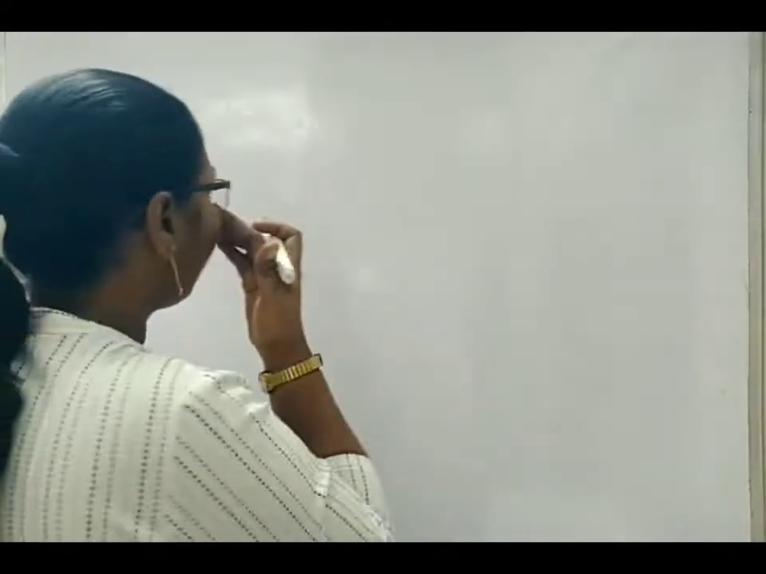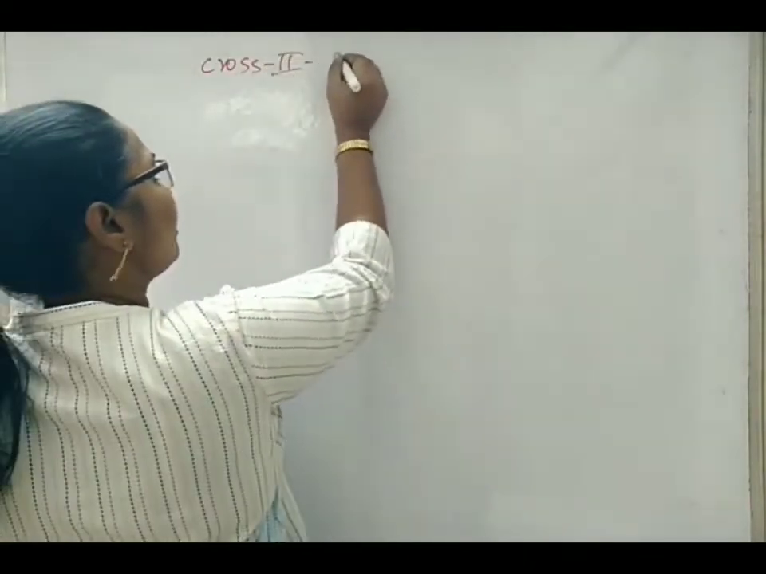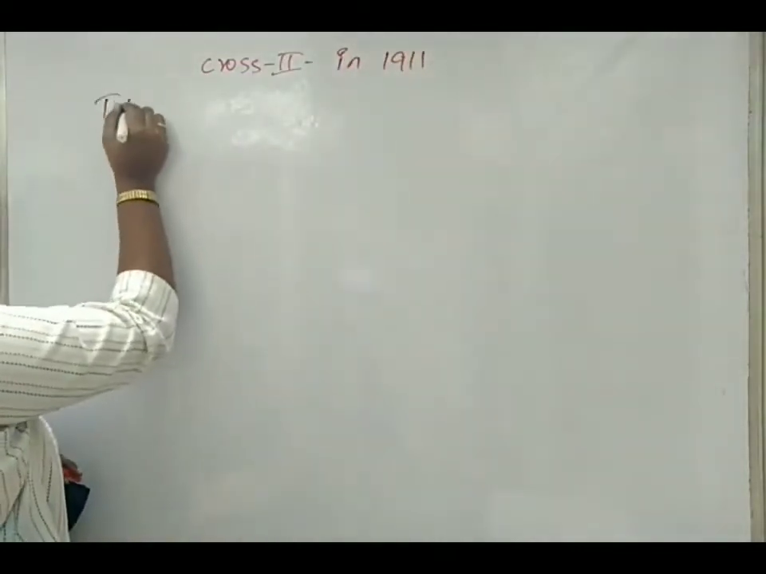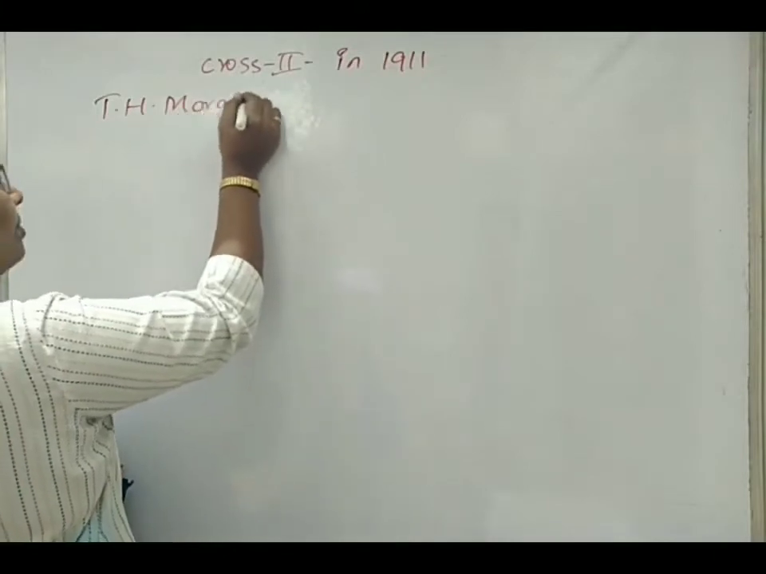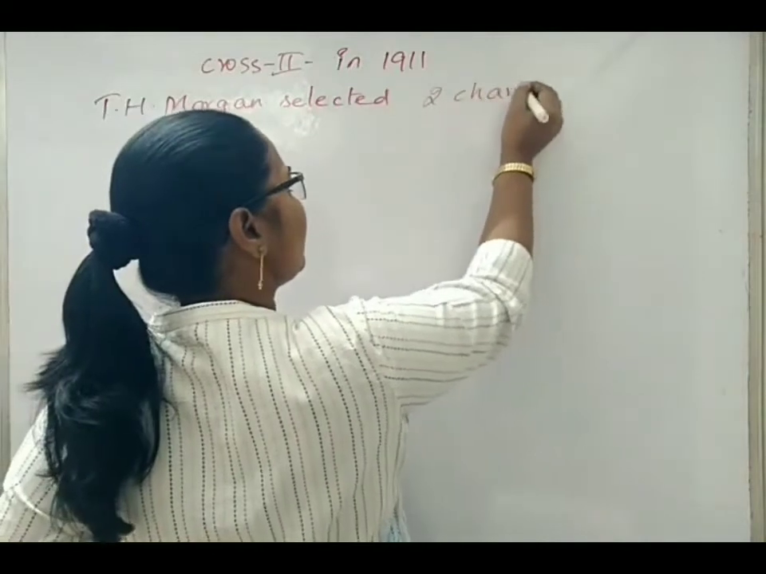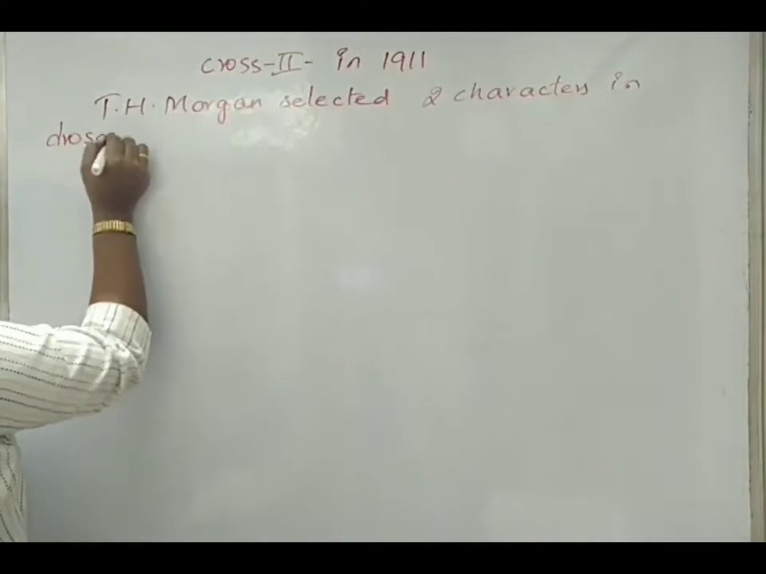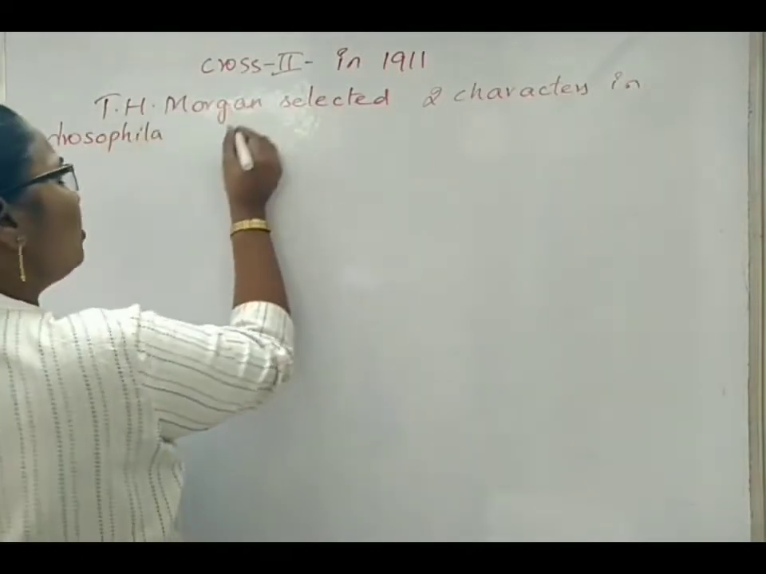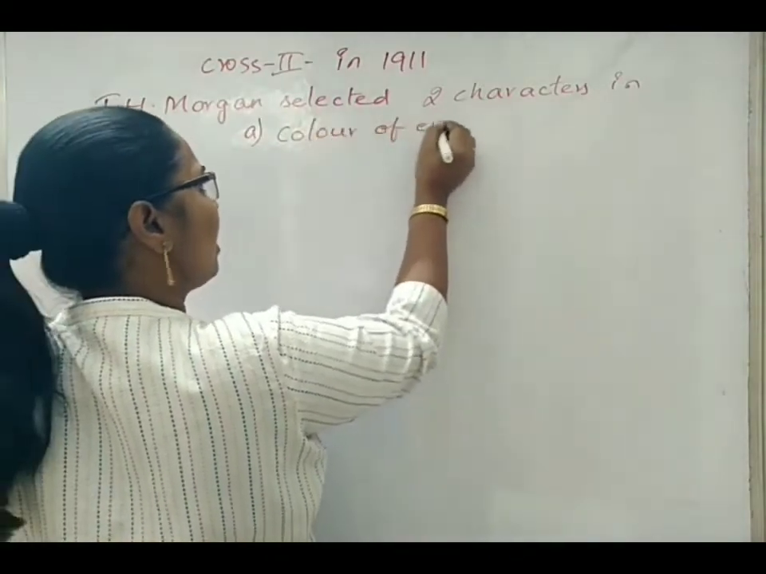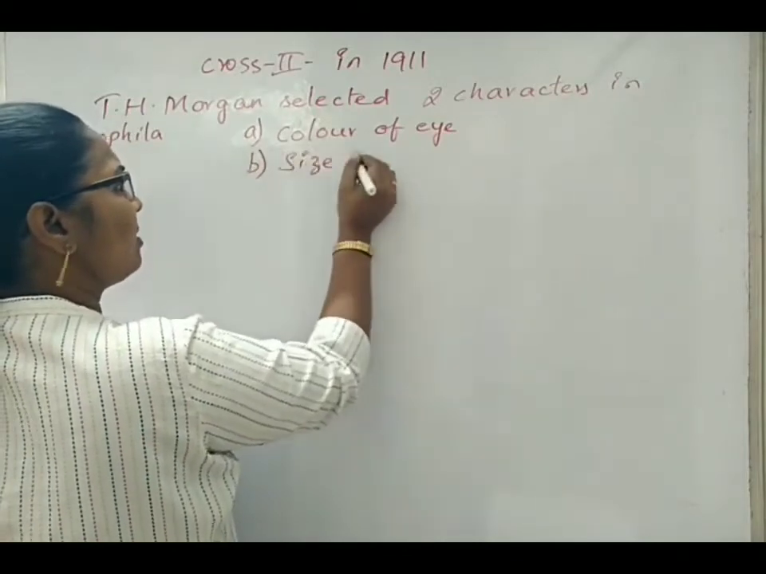Now we will see about the second type of cross. So cross 2. That was done in 1911. T.H. Morgan selected two characters in Drosophila. What are those two characters? One is color of eye. Second one or second character is size of wings.